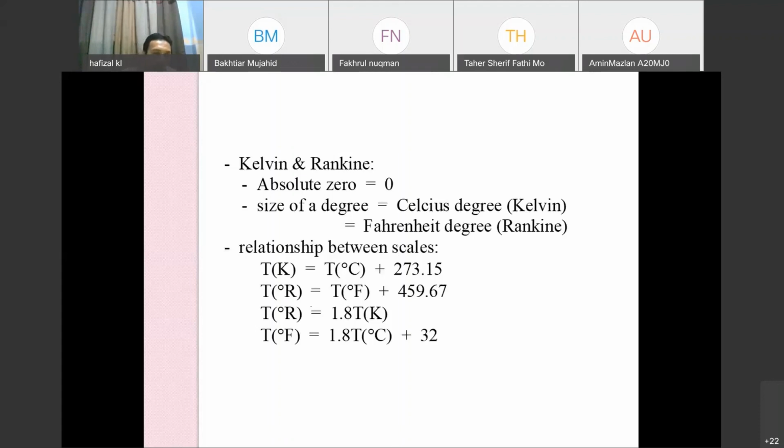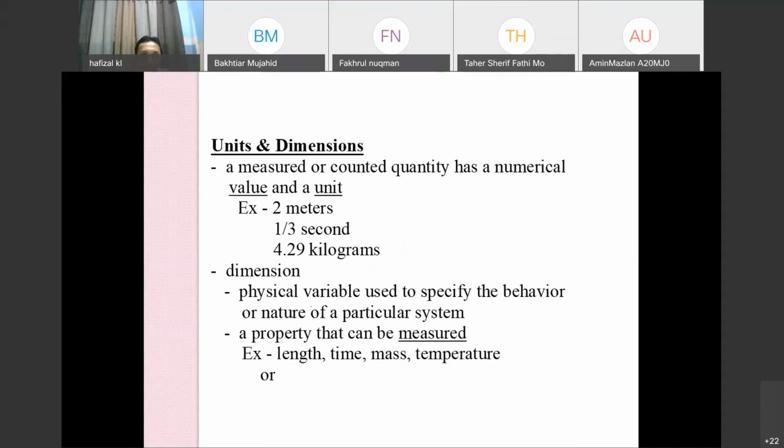After this we have one topic discussed on temperature, so later on we will discuss more in detail the history, what is the difference between Kelvin, Rankine and other temperature measurements, and the conversion units of measurement of the temperature. And then we go for the unit and dimension.